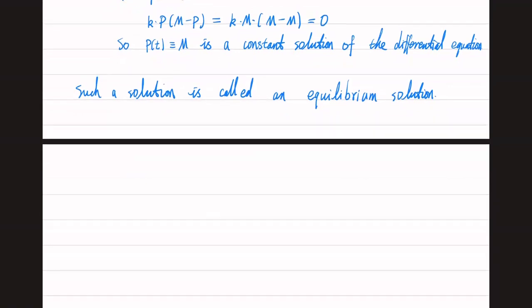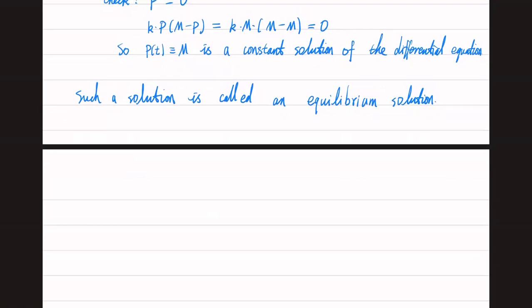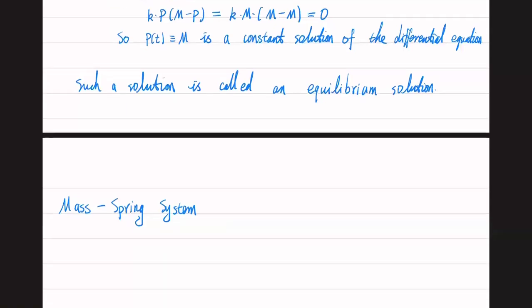Okay, let's start another model. Another model, the mass spring system. Who had heard this before? Mass spring. Maybe you said something in physics. Maybe Elisa, have you heard of this before? Mass spring system. What's it about? You have a mass on the spring.